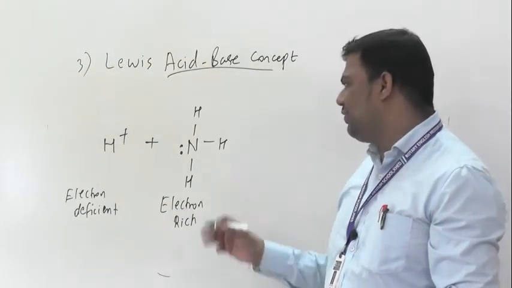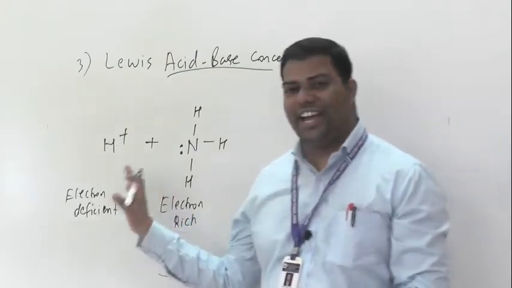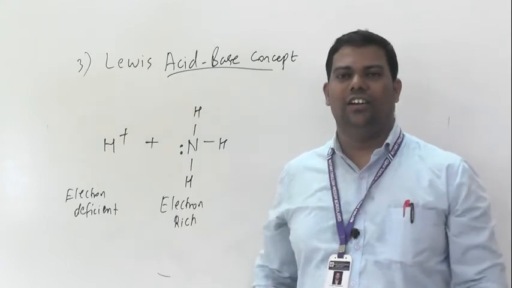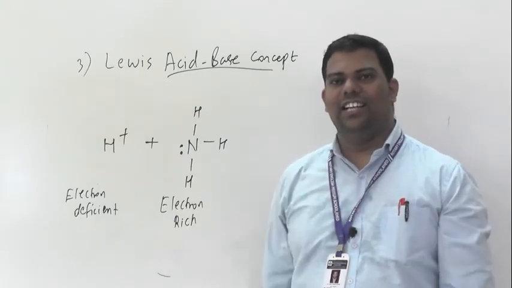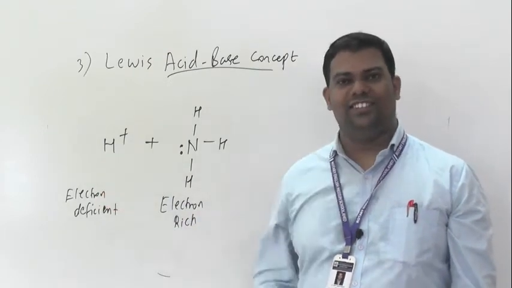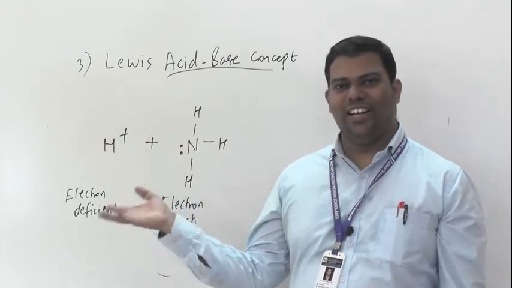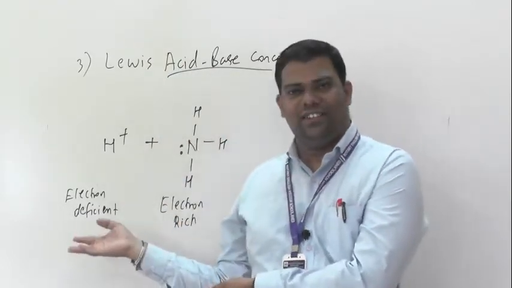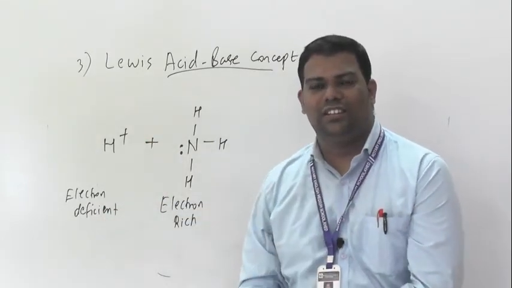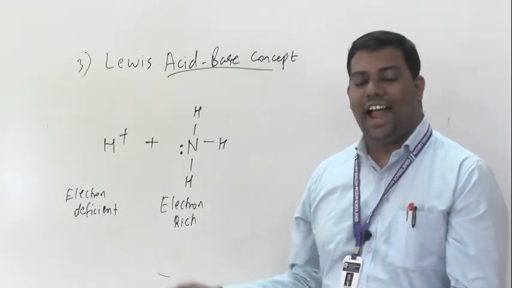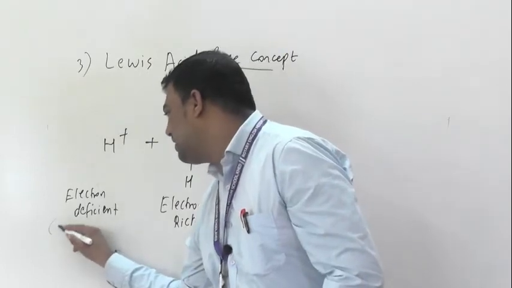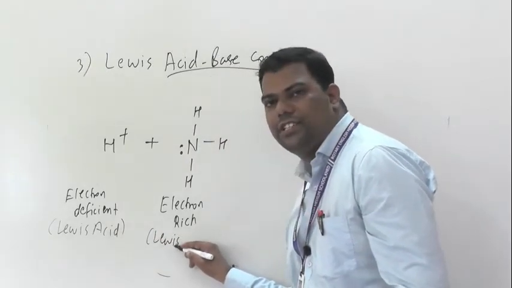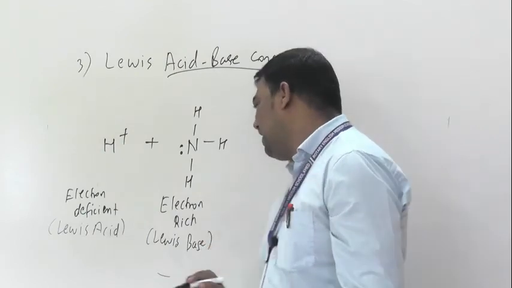Understood? We discussed hydrogen in our advanced concept also, in structure of atom. You can see that video from our 9C class: hydrogen atomic number 1, 1s1. If plus 1, what will happen? 1s0 will occur. That is for higher standard only. But suppose you are writing 1 minus 1, it is 0 only. So electron deficient, and electron deficient we call a Lewis acid, and this one a Lewis base. Understood? Lewis acid and Lewis base.